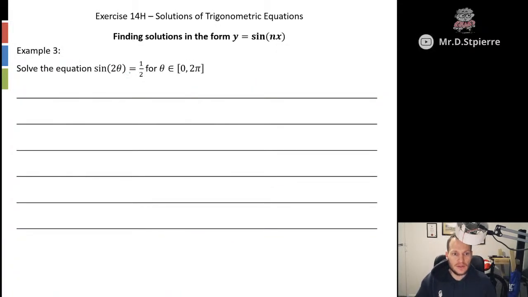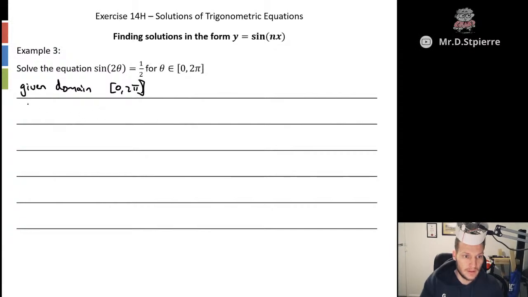Right here, solve the equation sine 2 theta is equal to half for theta between 0 and 2 pi. So our given domain is 0 to pi. Our n value is, in this case, 2.